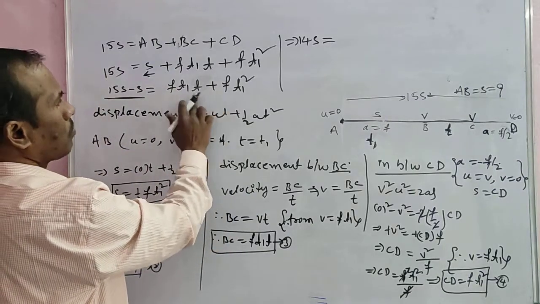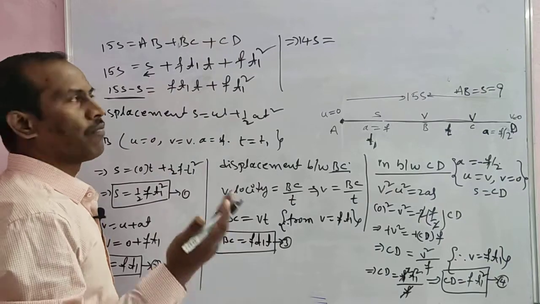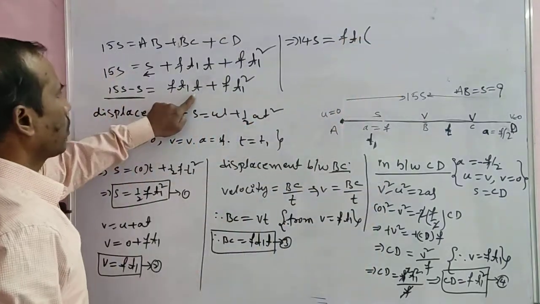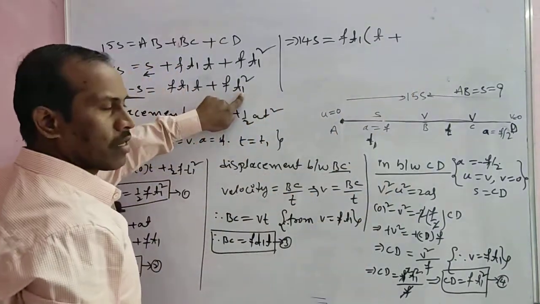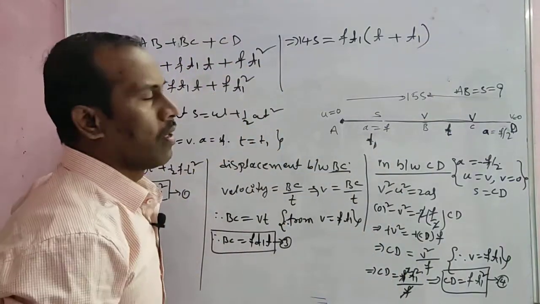In these terms, F and T1 are common. So taking F T1 common, the remaining terms are T plus T1. So this is an equation.